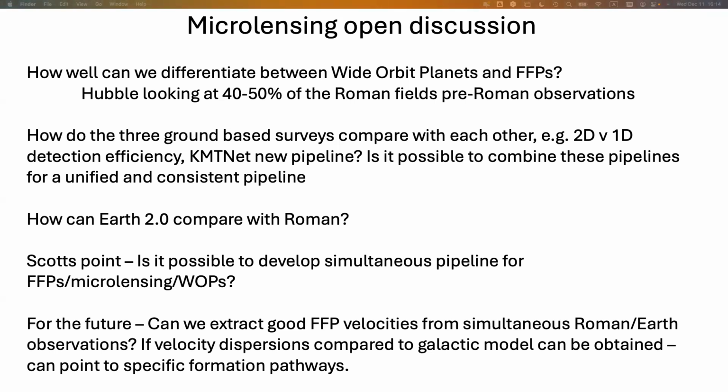Just a very random question. Is it possible for Roman to detect a free-floating planet's moon, given that the moon is roughly the mass of Pluto? Yes, it's possible. There's a paper by Sanjida.